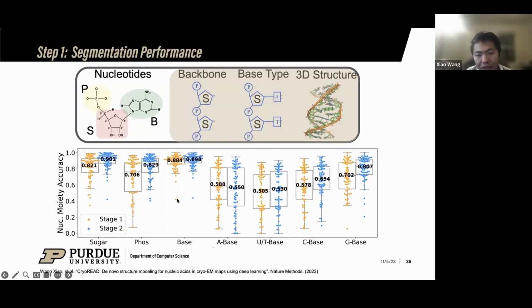If we compare the detection of stage 1 and stage 2, you can see the accuracy increased generally for all the classes from stage 1 to stage 2. In stage 2, we can achieve more than 80% for big class detection and more than 50% for small base type class detections.